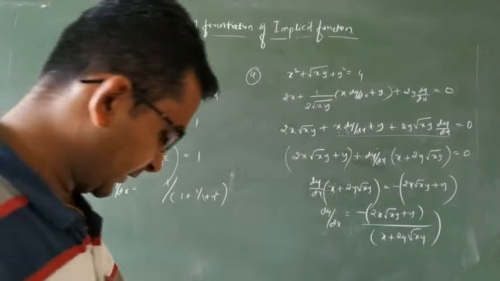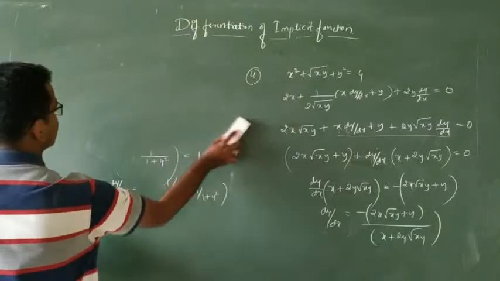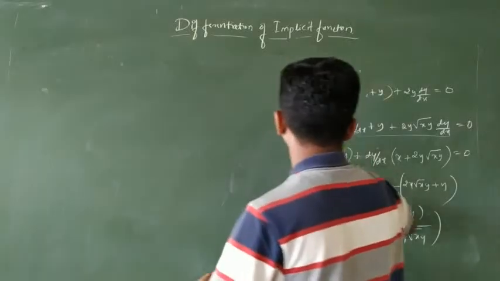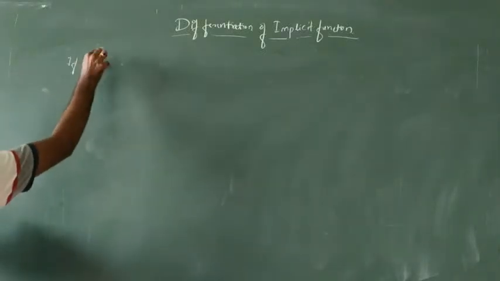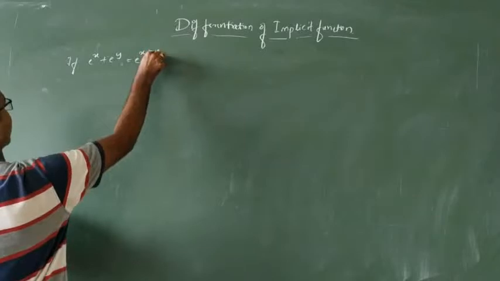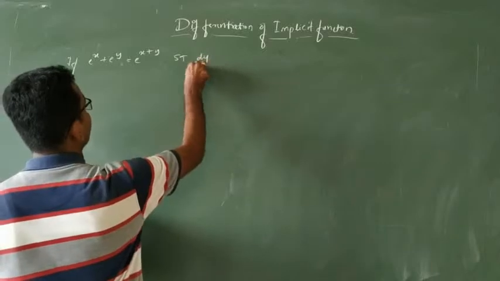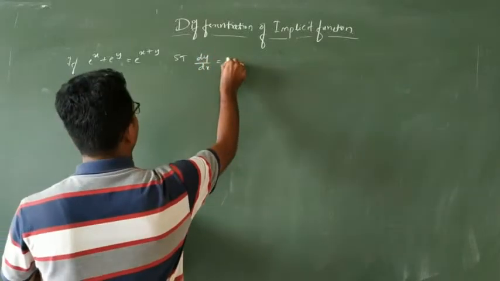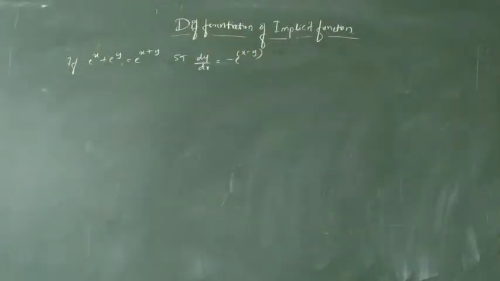One more example they have given: if e raised to x plus e raised to y is equal to e raised to x plus y, show that dy by dx is equal to minus e raised to y minus x, that is, minus of e raised to y minus x. So how to solve this one?